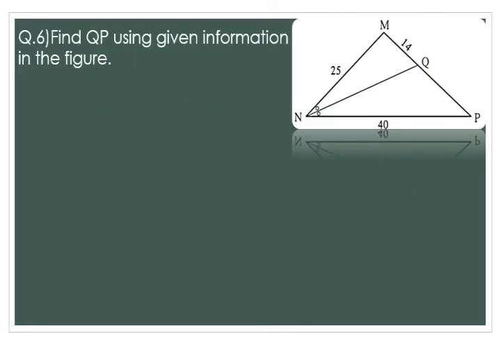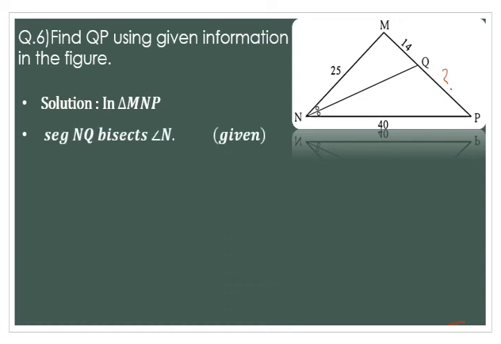Question number 6: Find QP using the given information in the figure. QP is not given, it is unknown, and we have to find the value of QP. First, what is given? Triangle MNP is given and segment NQ bisects angle N. So in the solution we write: in triangle MNP, segment NQ bisects angle N, which is already given.